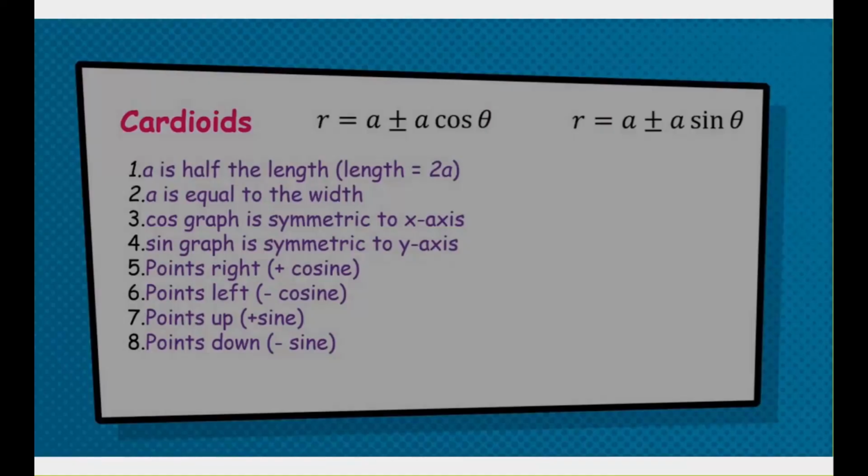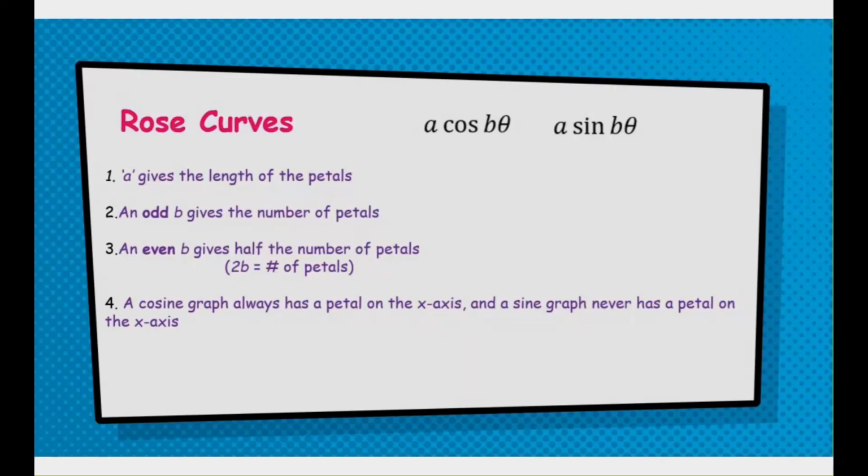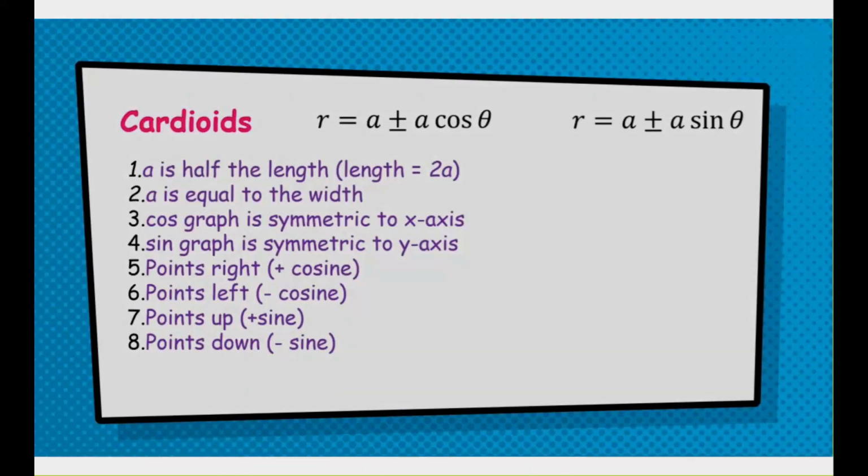For a cardioid, let's look at kind of the difference between these. They kind of look similar, except we don't have a B and we have a plus or minus in front of those. So that tells us that this is a cardioid. That looks like that weird heart or whatever. A is half the length, so the length of the cardioid is 2A. A is equal to the width. And a cosine graph is symmetric to the x-axis, and a sine graph is symmetric to the y-axis.